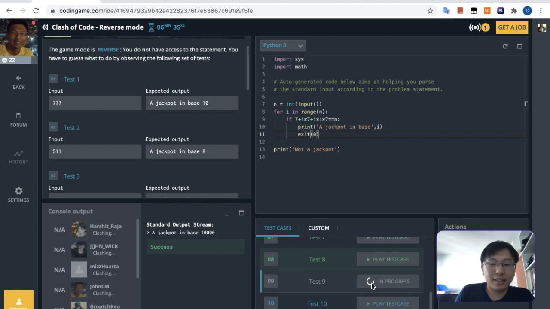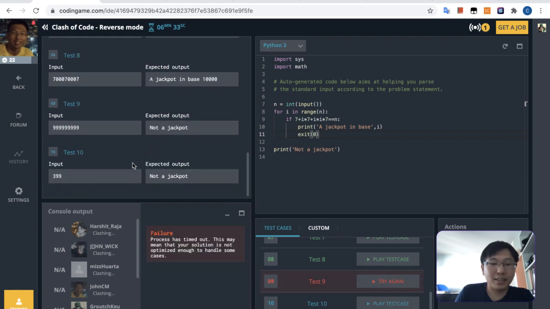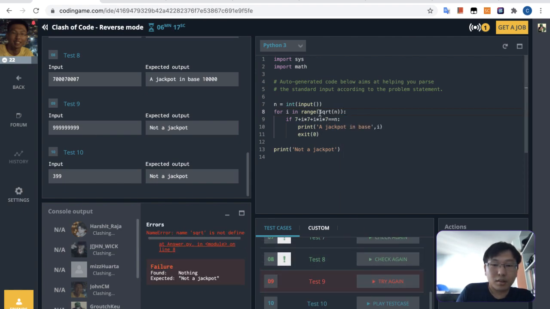Oh, the input that will do a time limit exceeded. What's this? Yeah, I guess I don't need to go all the way to n. I can do until maybe square root of n. Math dot square root n. Float object cannot be interpreted. Yeah, do an integer of this.